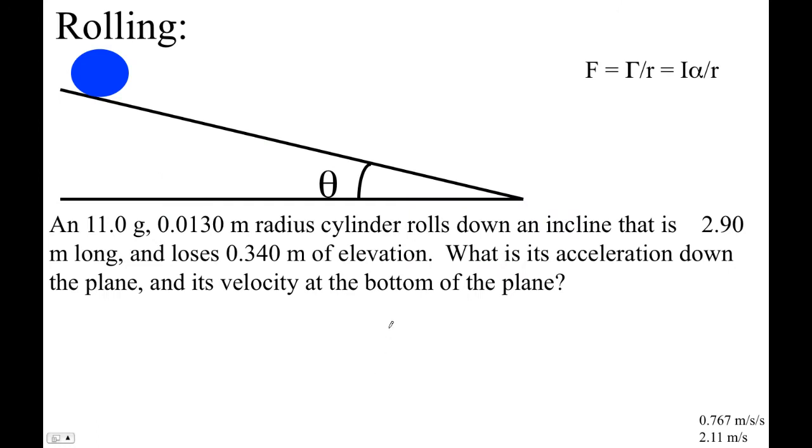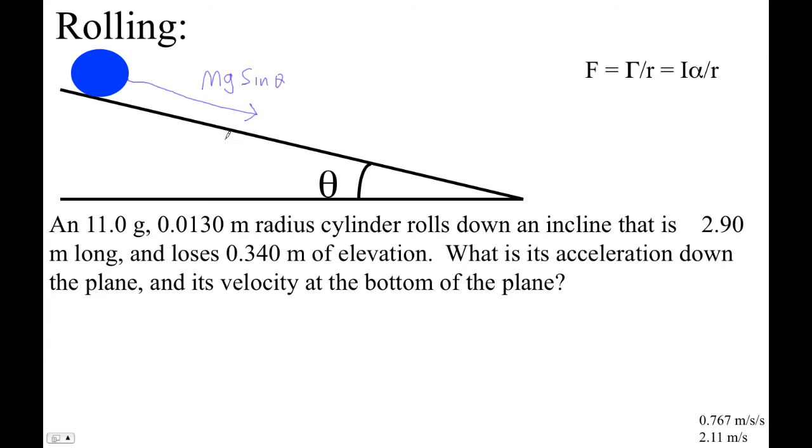Now if we're going to solve for the acceleration of this thing down the plane, we've got to go, okay, there's a force acting down this plane. That's what we learned in inclined planes, so mg sine theta. Now that's sort of tricky, you've got the sine of that thing.